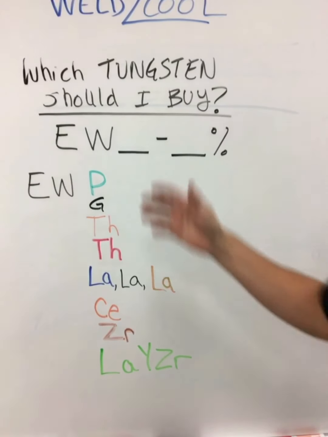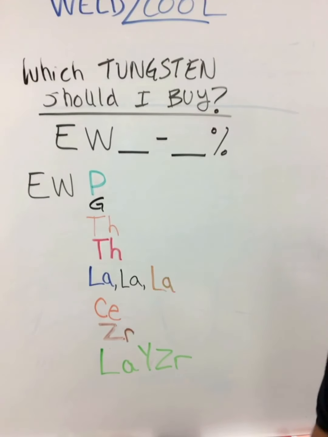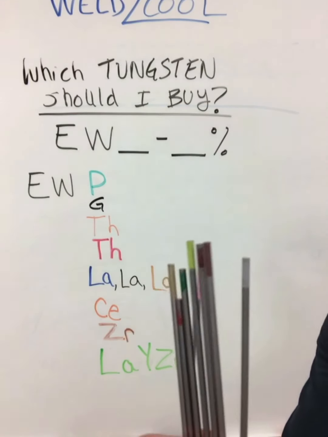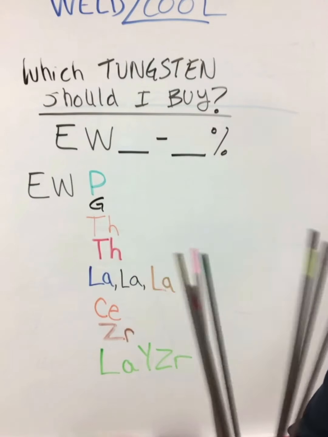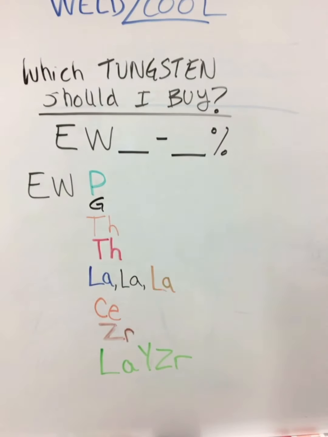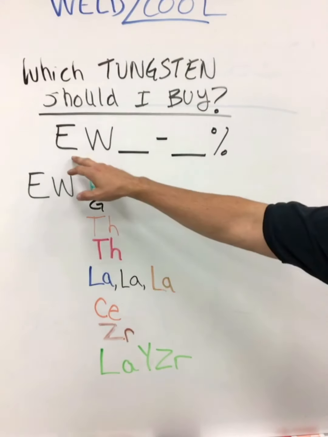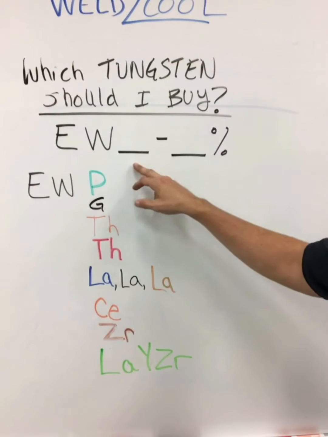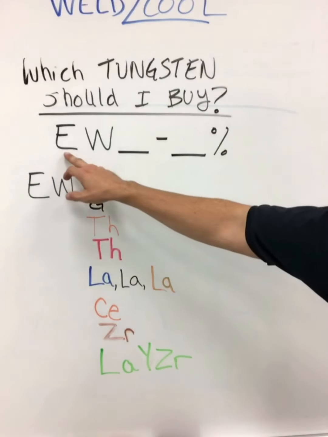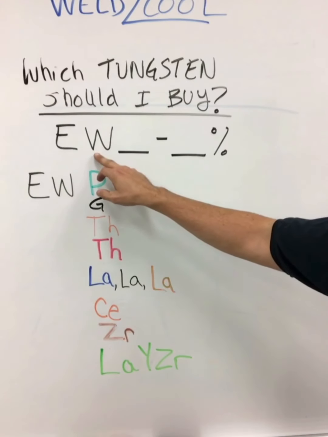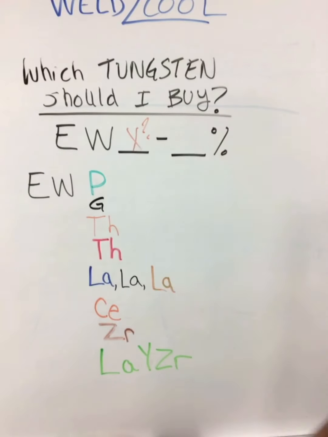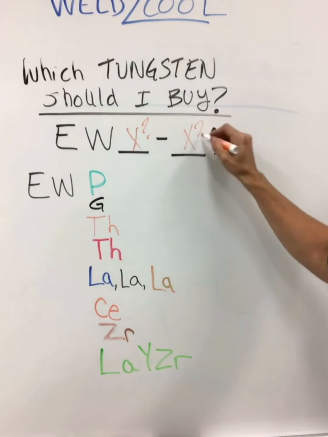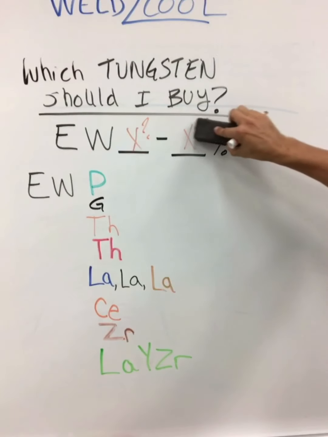Let's continue on. Which tungsten should I buy, or what should I actually use? There's a whole list of different types of tungstens. They come in different flavors, as you can see, with the paint band on each of these in different colors. But let's start here. Let's look at what the actual electrode classification number means. So we have E, always electrode, W is our tungsten, and then we have our X or question mark, either way, and then we have the same here. What are we actually looking for on the percentage?